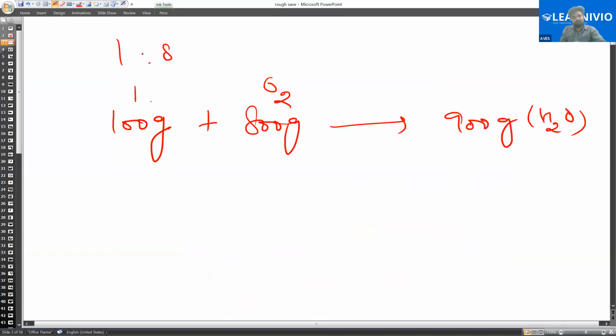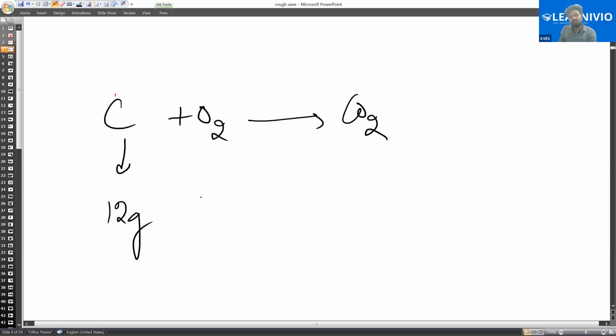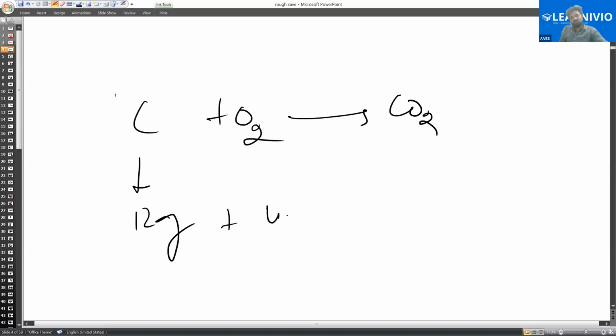So it will always be the same. The ratio of hydrogen to oxygen in water is always the same. That is called the law of constant proportion. For example, if you have carbon dioxide, C plus O2 will give you CO2. Now you have 12 grams of carbon and 32 grams of oxygen, which will give you 44 grams of carbon dioxide.